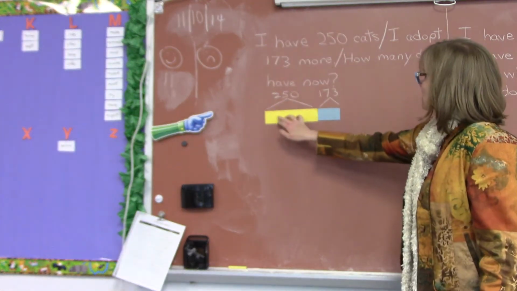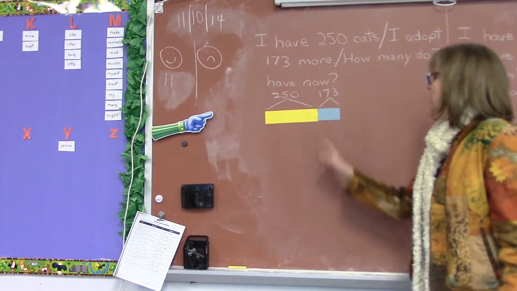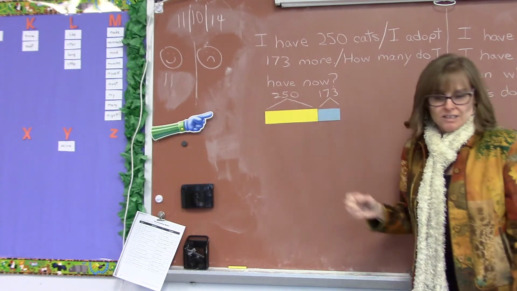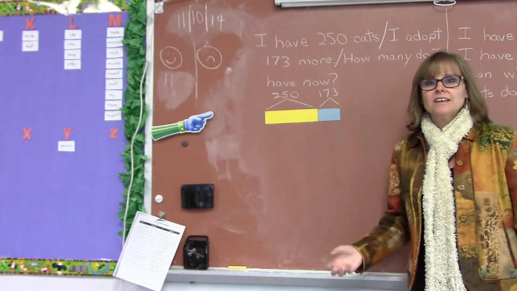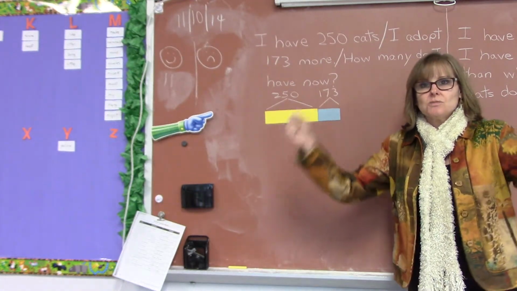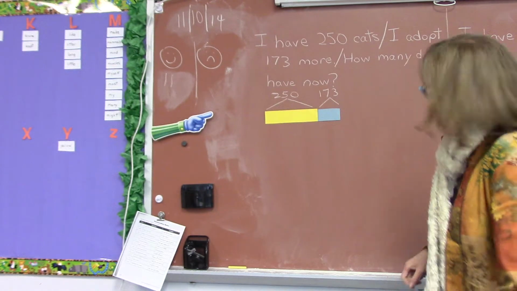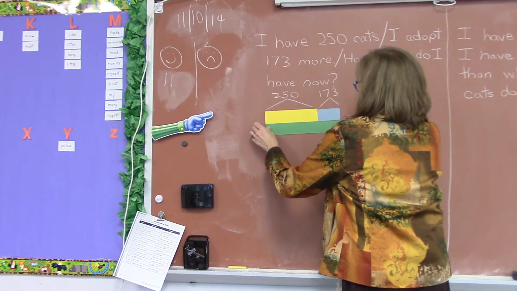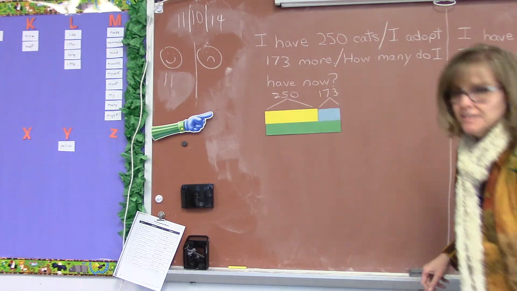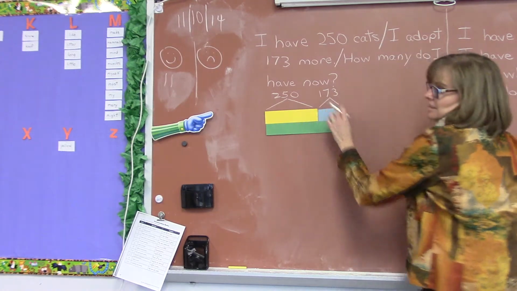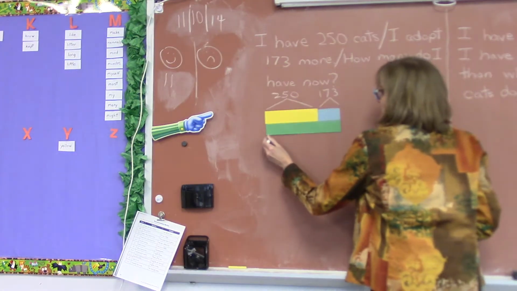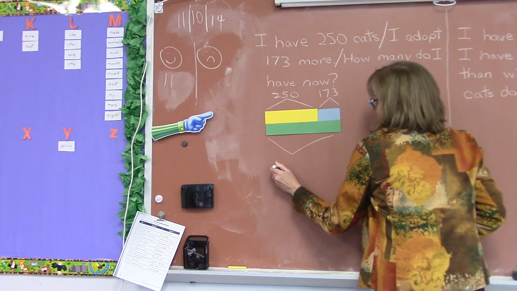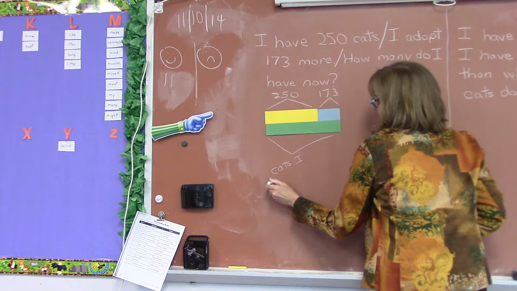If I had 250 and I adopted 173, what I tell students is, well, that's two parts. In math, when we're looking at two parts, if I add those parts together, I get a whole. I also show kids that this part is yellow and this part is blue, and yellow and blue together make what color? It's going to make green. These are the cats that I had. This is the cats that I just adopted. And if I were to blend those two together, this would be the cats I have now. Cats I have now.